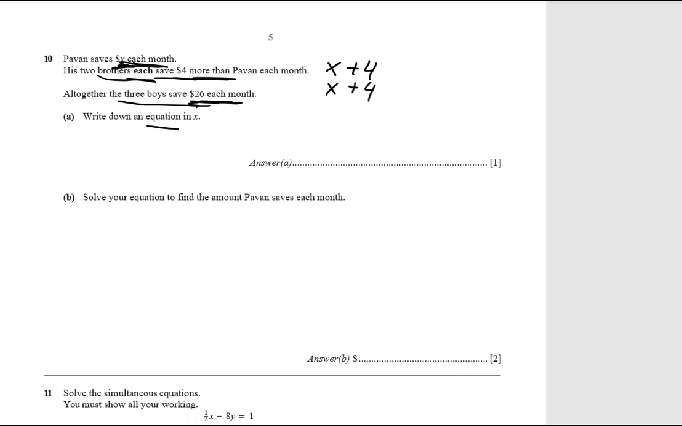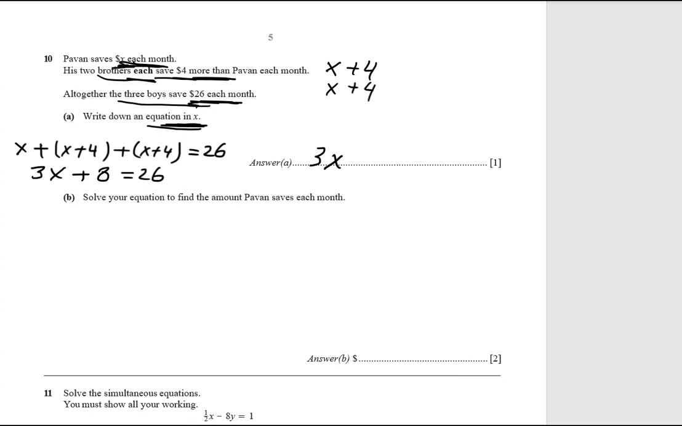Write down an equation in x. So how does your equation look? x, for Bavin, plus x plus 4, the first brother, plus x plus 4, the second one, all together is equal to 26. So 3x plus 4 plus 4, which is 8, equals 26. So the equation will be 3x plus 8 equals 26.